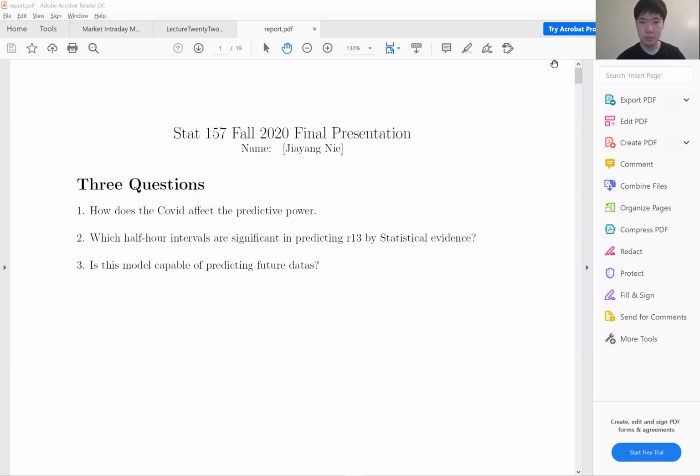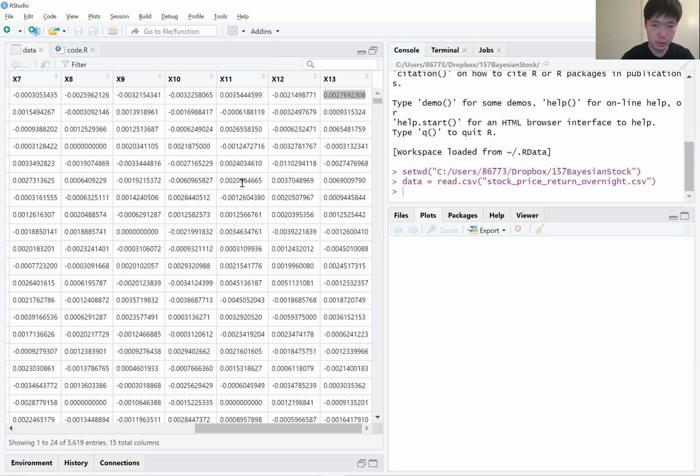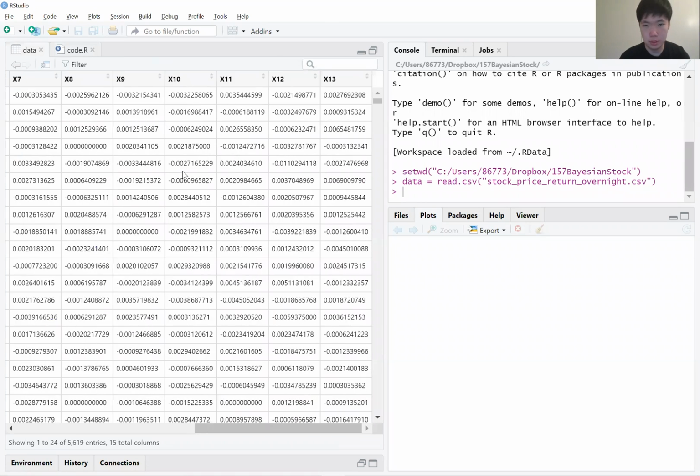So I'm going to present my findings on using hierarchical models to analyze the SPY stock data. First, I'm going to describe my data set. I have data from 1998 up to 2020, which includes the COVID-19 period, and on each trading day I have 13 columns.